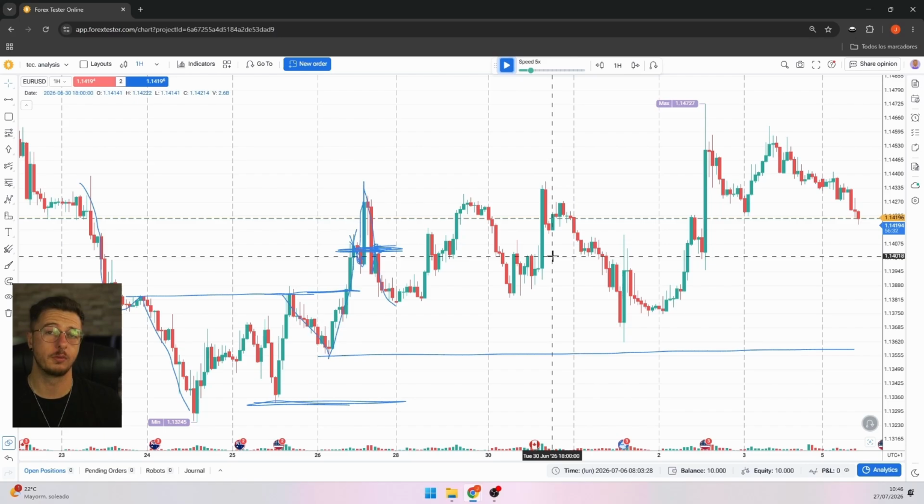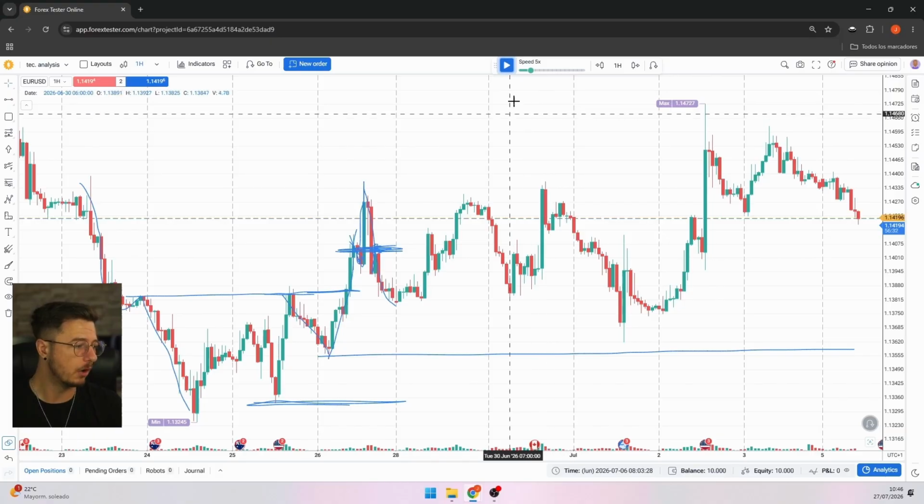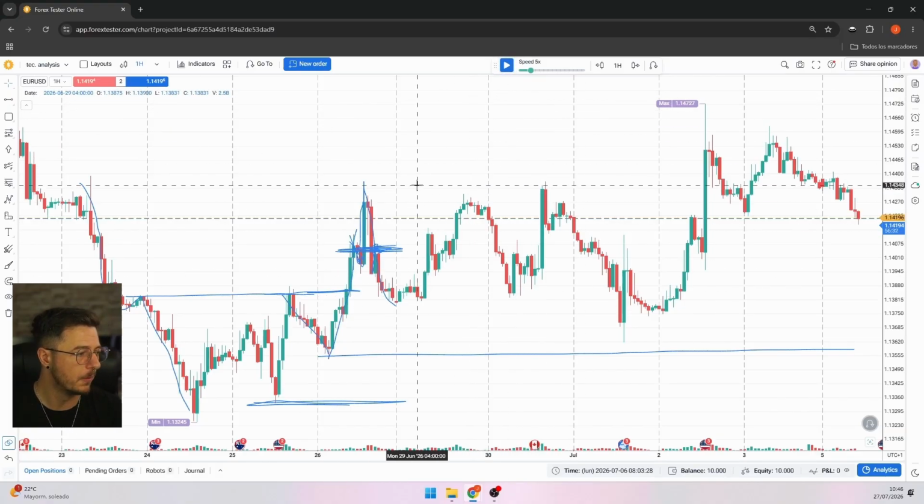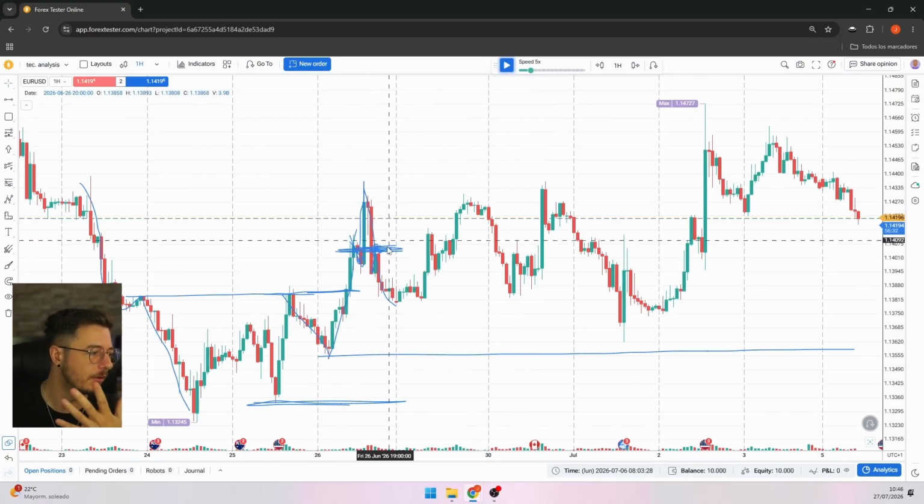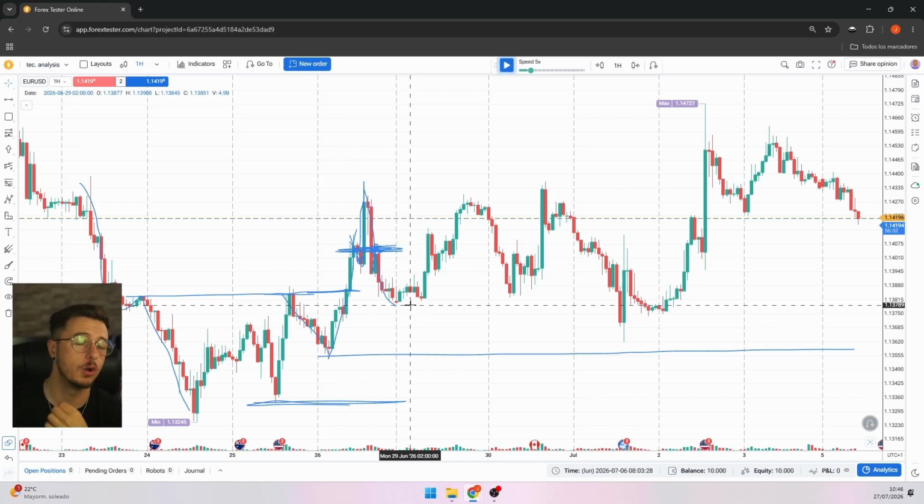We need to understand something that's really important in the forex market, and this is liquidity. Liquidity is basically a zone where price will approach to grab this liquidity and then go the opposite way. And we have a great example right at this moment here. We could call it, in an easier way, where traders will place their stop losses and take profits.